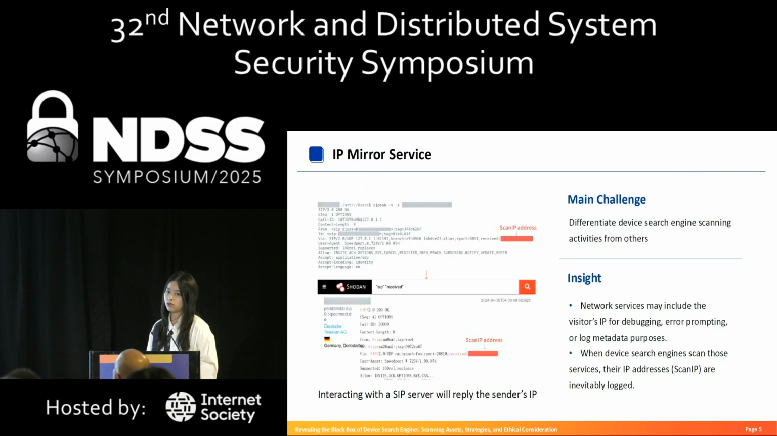To know what they are doing, the main challenge lies in differentiating the engine scanning activities from others. Our insight is to find a service called an IP mirror service. Some network services may include visitors' IP for debugging or error prompting. We can see the example from the SIP service. It shows the connecting address in the response. So if Shodan scans it and records it, and shows their records on their website, we can see Shodan's IP in the record.